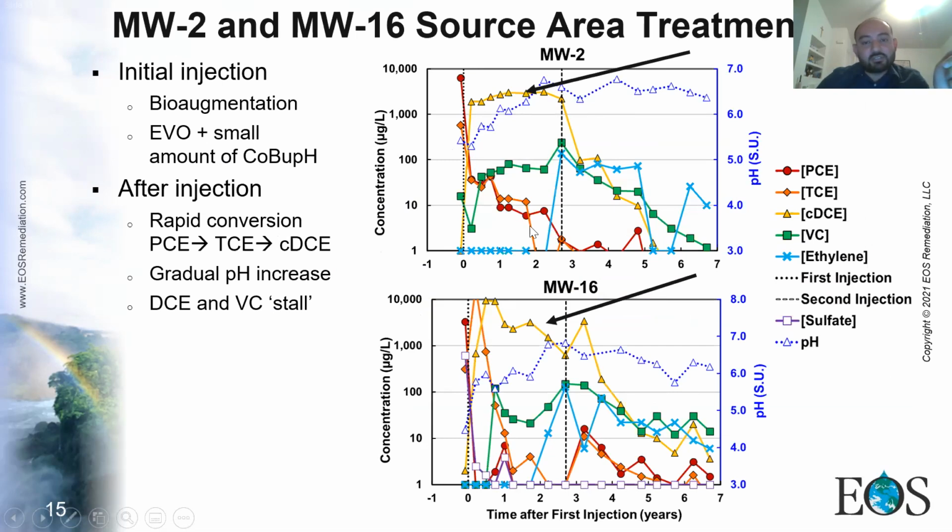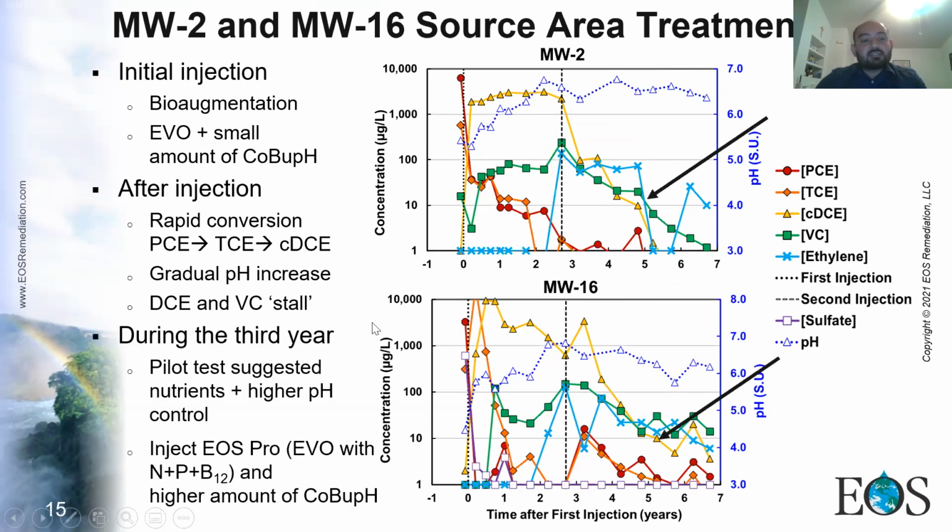It decreased quite considerably during the first years. And this was partly due to a gradual pH increase, which promoted better conditions for the bacteria to grow. However, we can see that there was a little bit of a stall of DCE and vinyl chloride. So they were not decreasing after this time, and this was one of the challenges of this site.